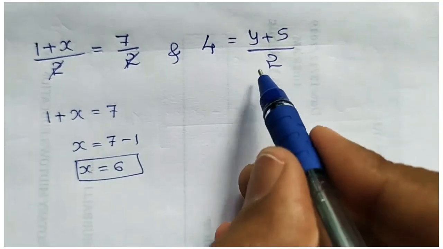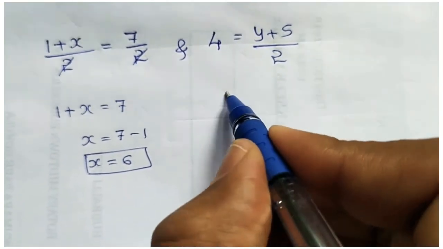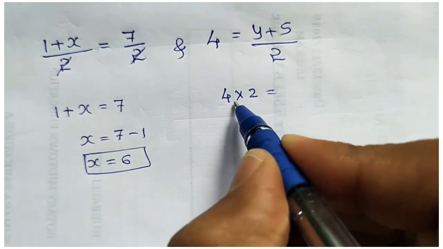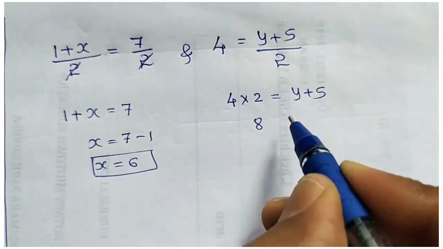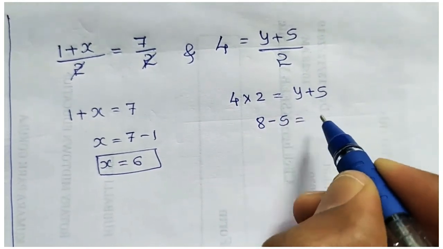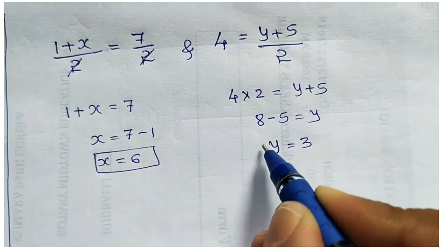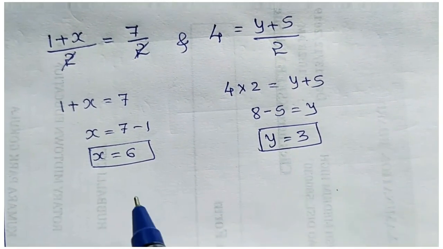Here 4 is there, and taking the 2 to the left side, it becomes multiplication with 4. 4 twos equal to y plus 5. 4 twos are 8. Taking the 5 to the left side, it becomes minus. So y equals 8 minus 5, that is 3. So x equals 6, y equals 3.